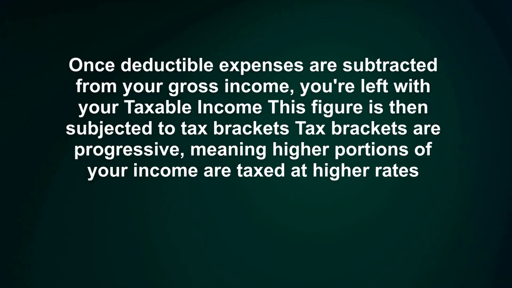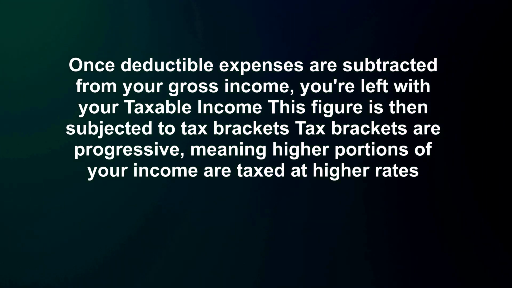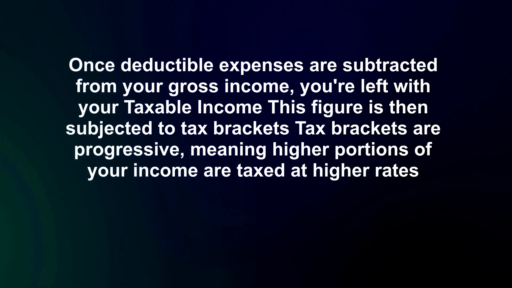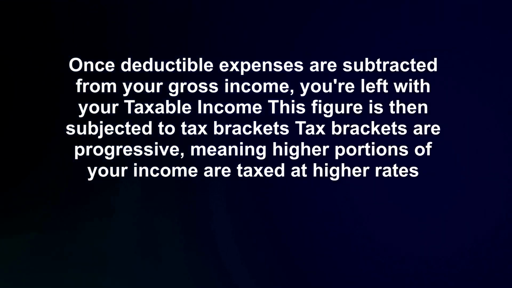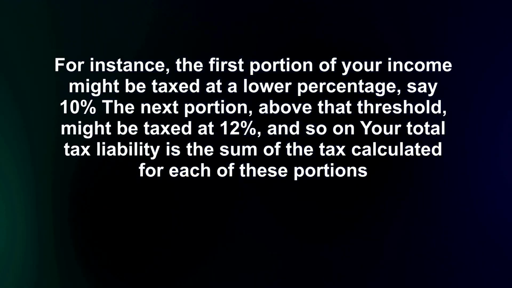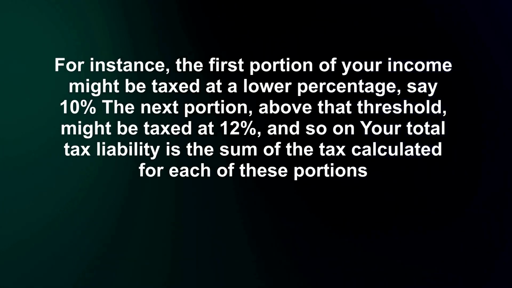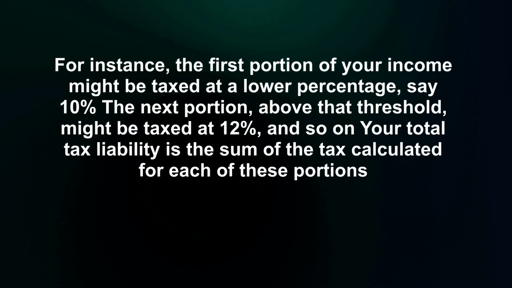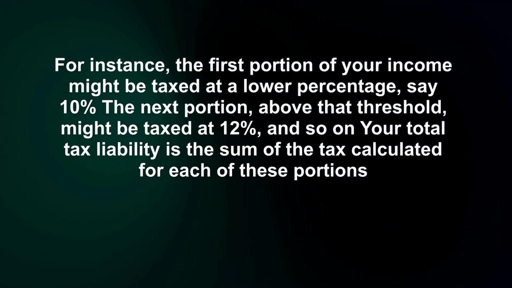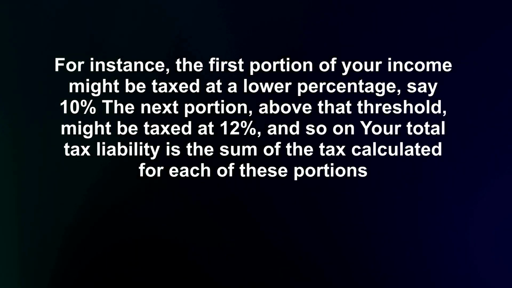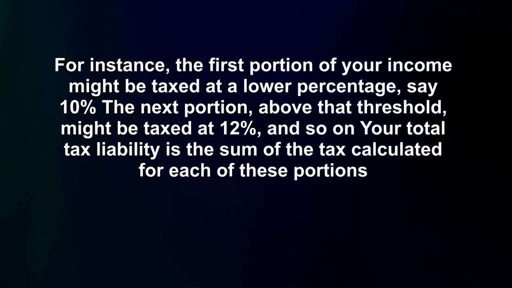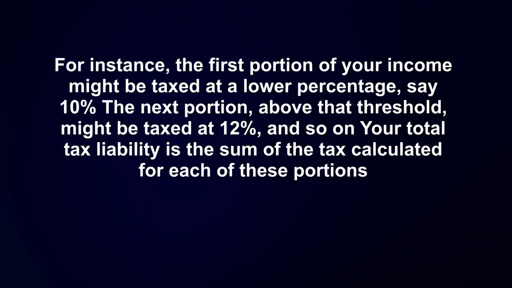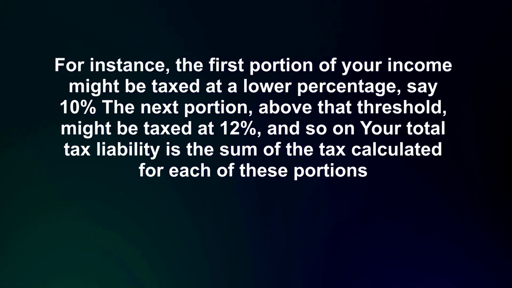This figure is then subjected to tax brackets. Tax brackets are progressive, meaning higher portions of your income are taxed at higher rates. For instance, the first portion of your income might be taxed at a lower percentage, say 10%. The next portion, above that threshold, might be taxed at 12%, and so on. Your total tax liability is the sum of the tax calculated for each of these portions.